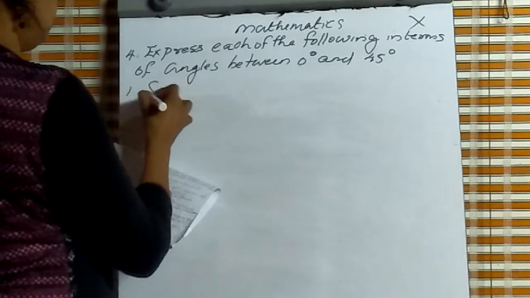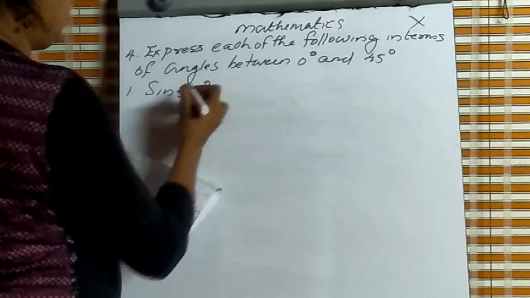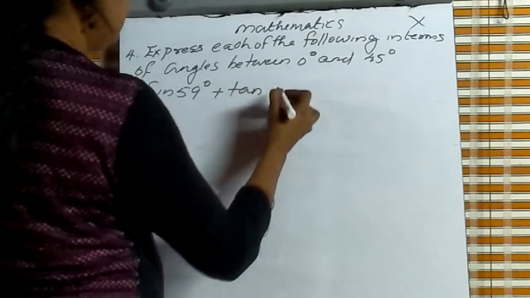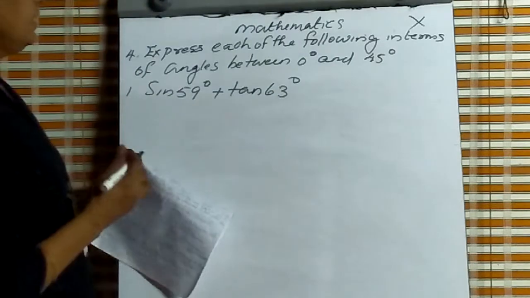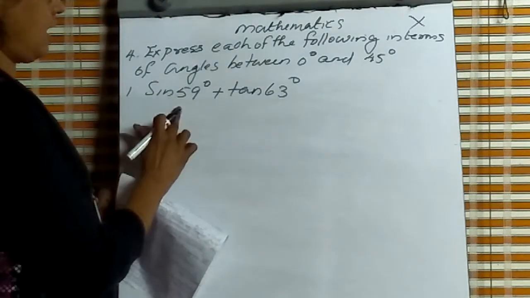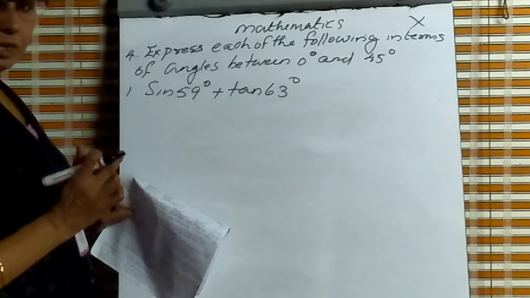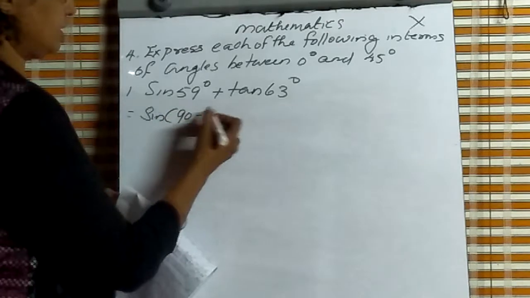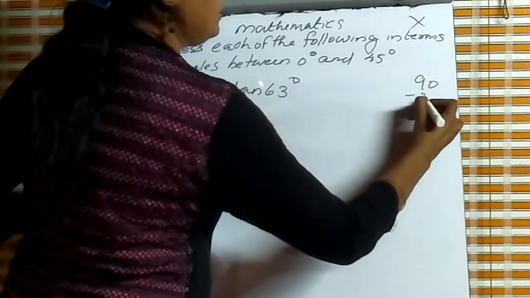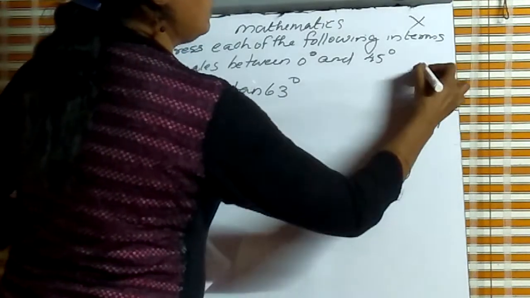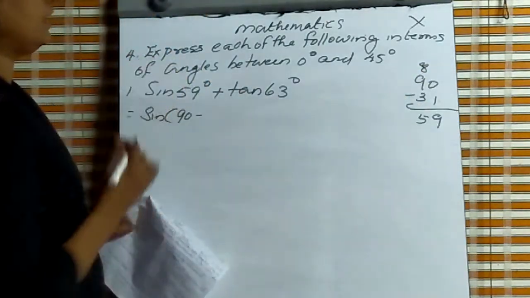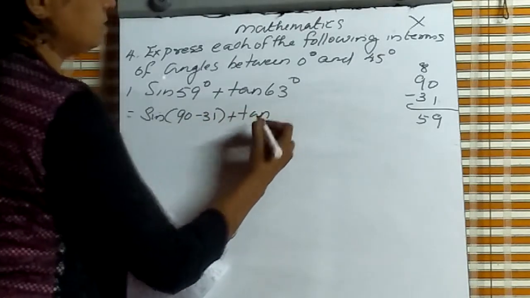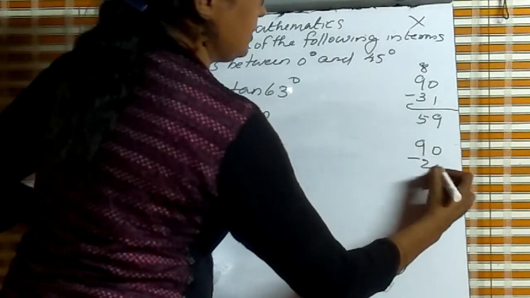Question 1. Sin 59 degree plus tan 63 degree. This 59 degree angle is not between 0 and 45. Sin 59 can be written as sin of 90 minus 31, and tan 63 can be written as tan of 90 minus 27.